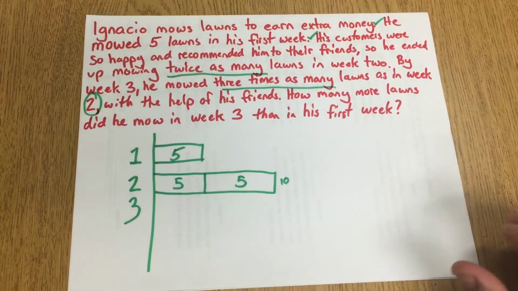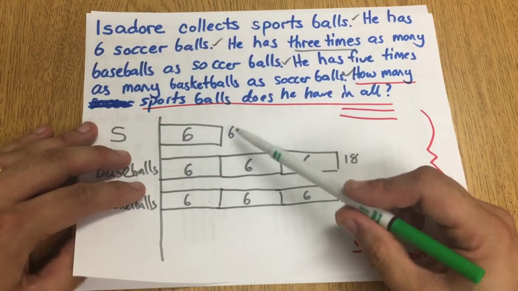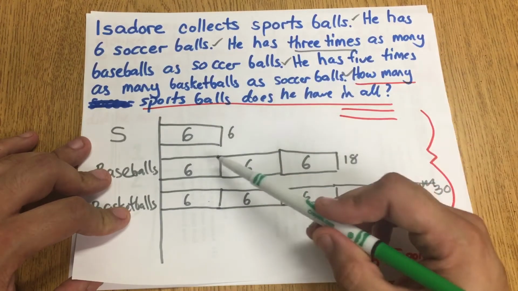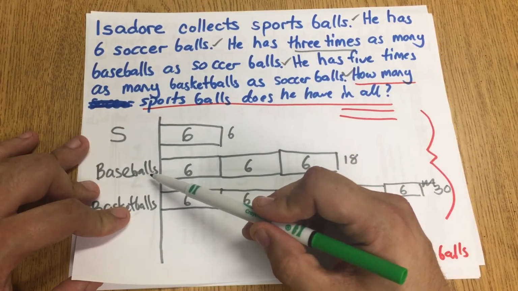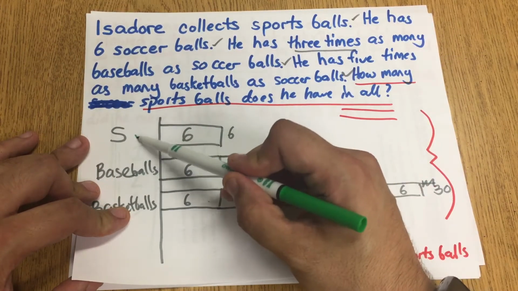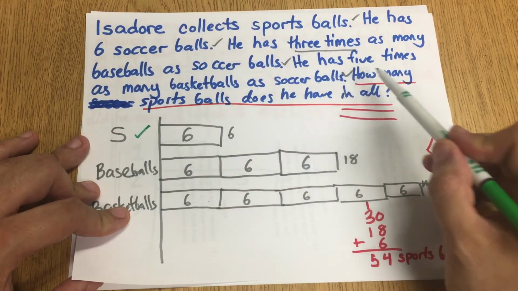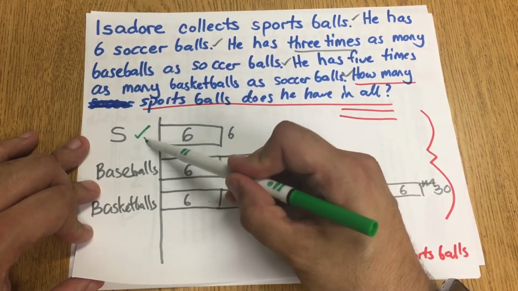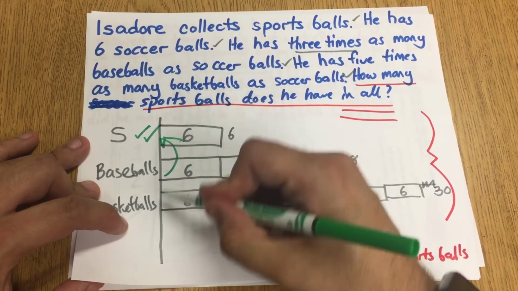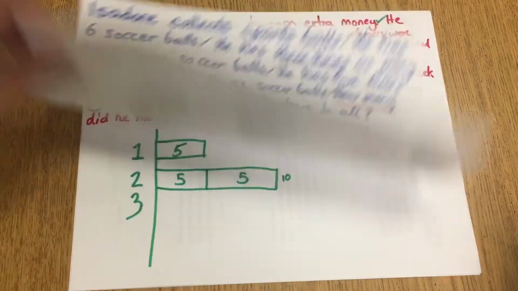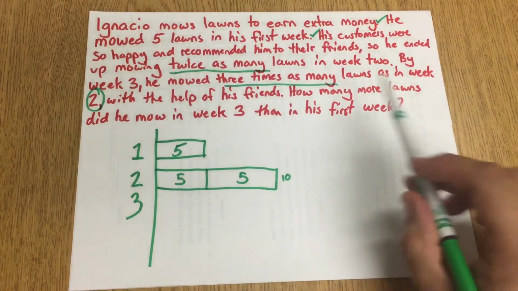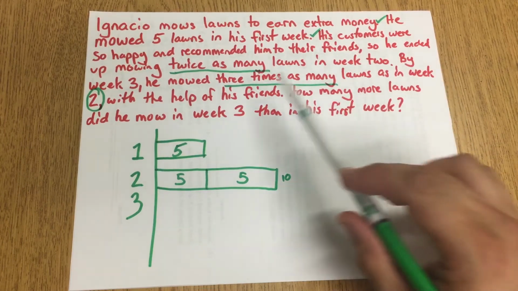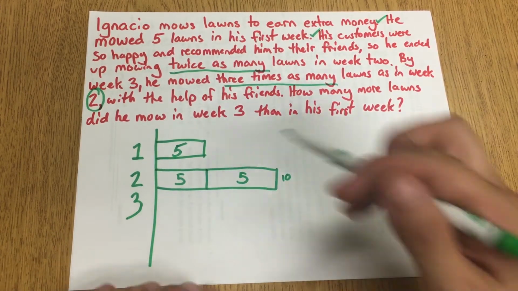This is a little different. In the first problem, we were comparing everything to week 1. He has 3 times as many baseballs as soccer balls. We came back to soccer balls. He has 5 times as many basketballs as soccer balls. Everything was tying back to the soccer balls. But in this example, in week 3, he's mowing 3 times as many as in week 2.